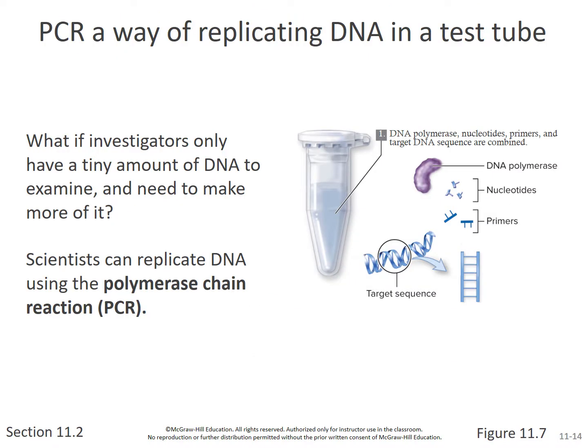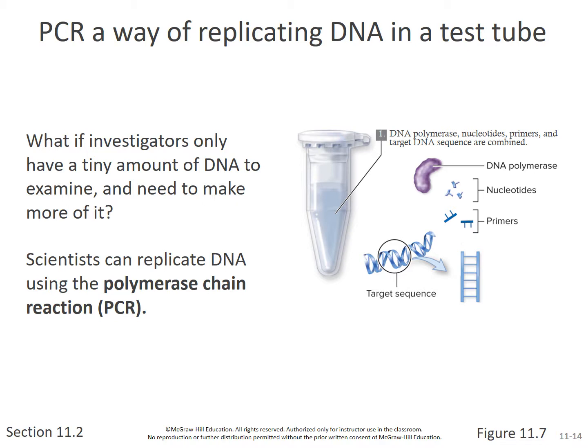PCR is a way of replicating DNA in a test tube. So this is humans' way of replicating a small piece of DNA to make a lot of it. If you are an investigator and you only have a tiny amount of DNA and you want to make a lot more of it so that you can do lots of tests with it, this is how you could do that.